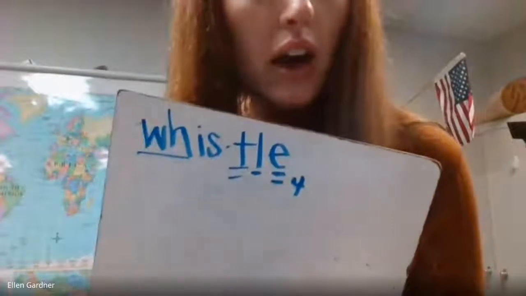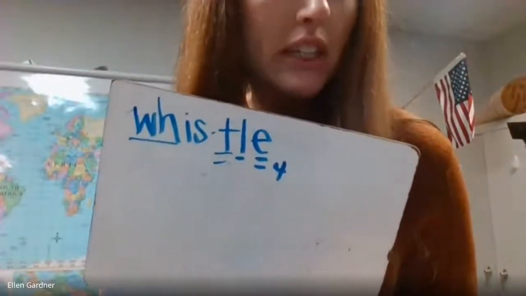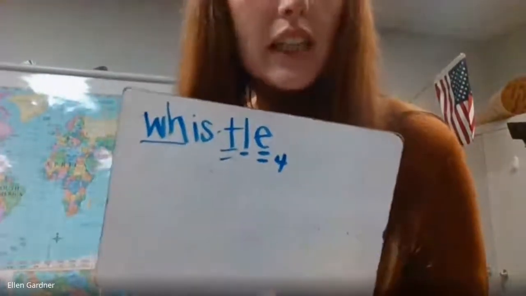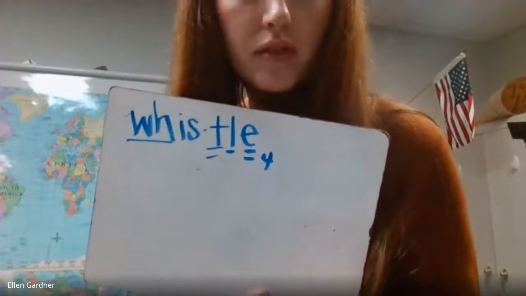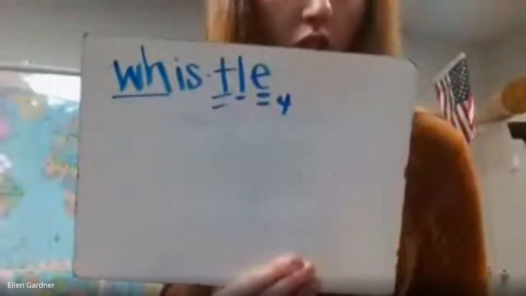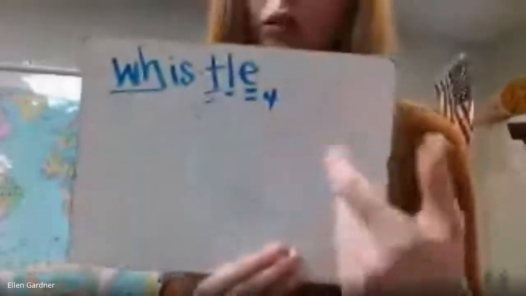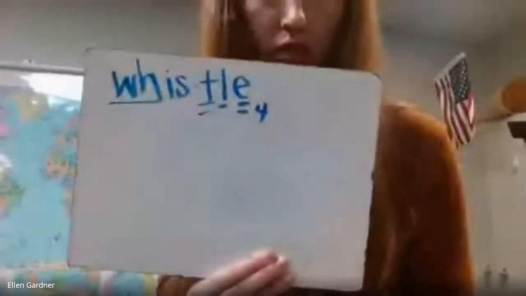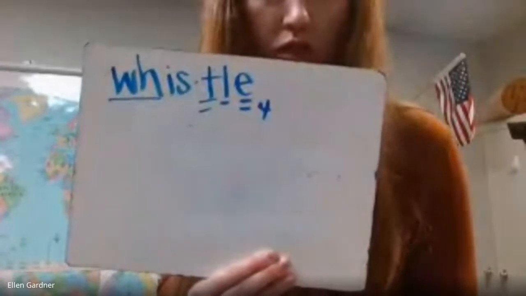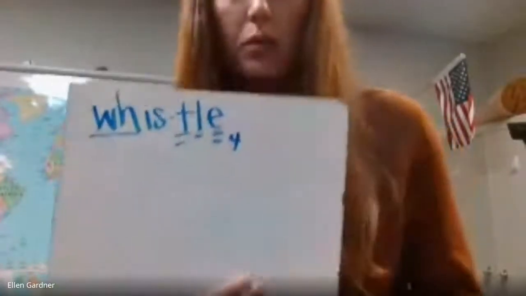Whistle. Now, after you're done with that one, please write whistling. Drop that silent final E because it's no longer needed. We have a vowel sound now, whistling. So we don't need a silent final E anymore. Please write whistling.